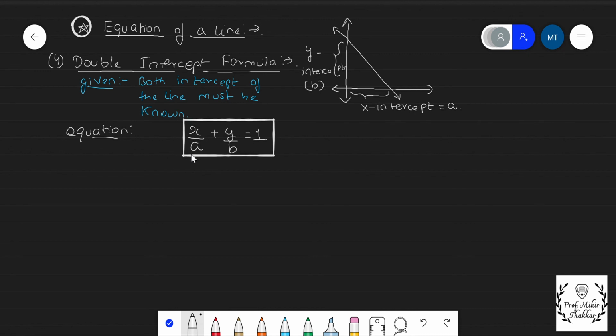Below x we write the value of x intercept, below y we write the value of y intercept, and the total of both the ratios should be equal to 1. So that will give us the equation of the line. एक example लेते हैं as usual. A very basic example we are taking over here.